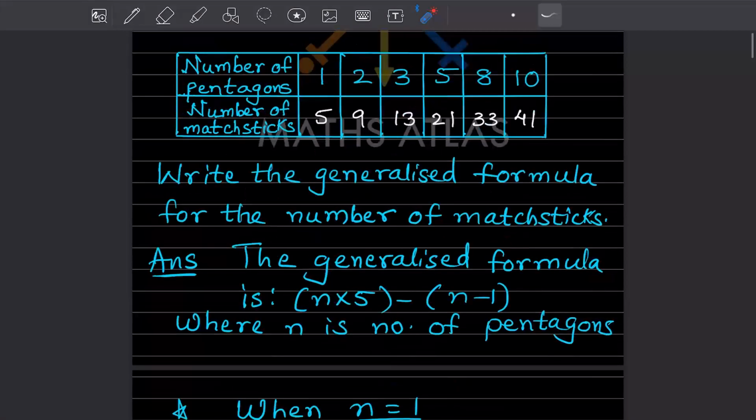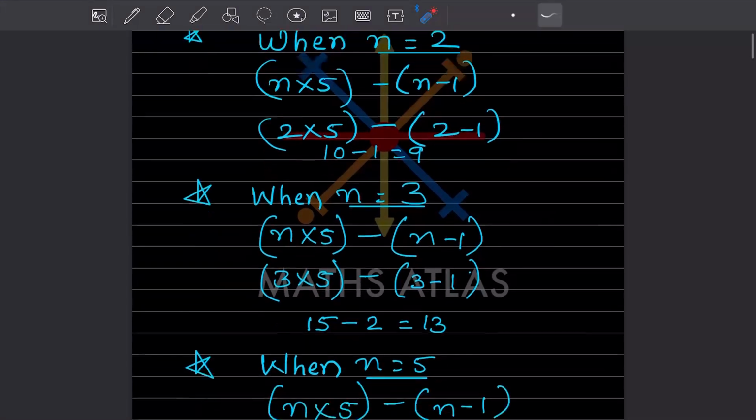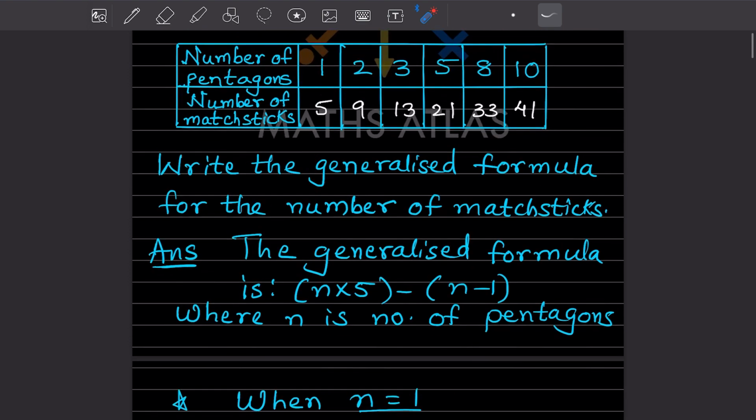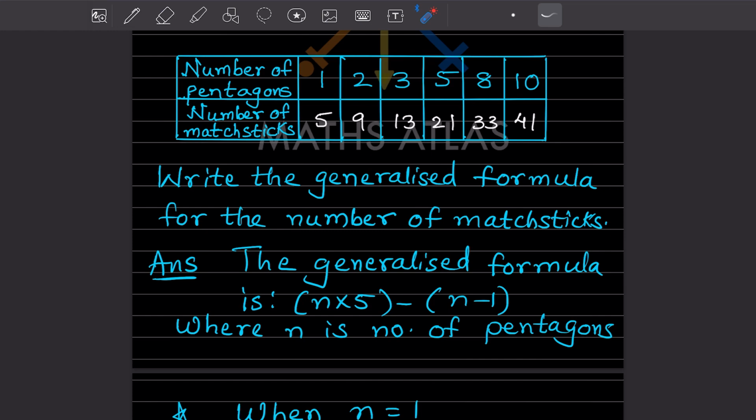Now again, what did they say here? They said number of pentagons is 5. So we have to put in the same formula when n is 5. So 5 into 5 is 25, and here 5 minus 1 is going to be 4. So 25 minus 4 is going to be 21. Again, here the number of pentagons is 8.